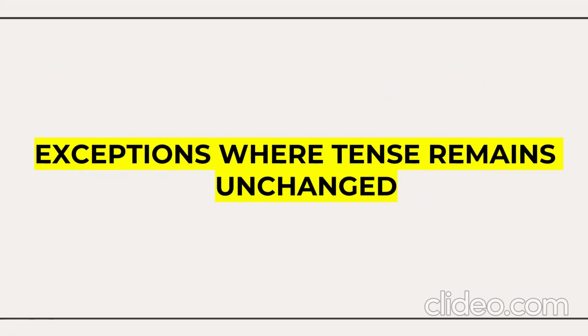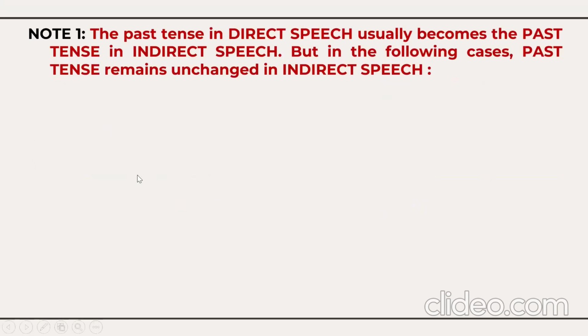So what are the exceptions where tense does not change? Number one, try to understand the theory part. The past tense in the direct speech generally becomes the past tense in the indirect speech. That's quite common. She said, in the next indirect speech also we will use the past tense. But in the following cases, the past tense in the indirect speech will not change.